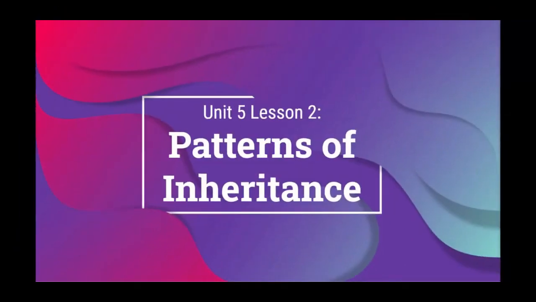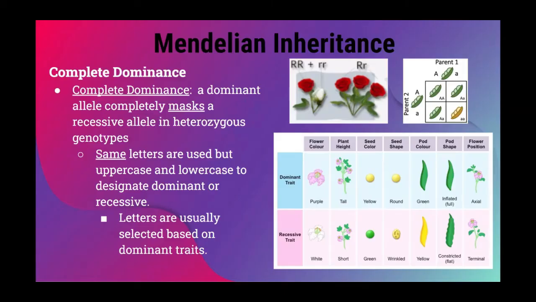So in lesson 1, we learned that Mendel had created these 3 laws: law of dominance, law of segregation, and law of independent assortment. And we're going to focus on law of dominance at first. In Mendelian inheritance, which is inheritance that follows that law of dominance, we know that there's something called complete dominance. That's what we've actually been practicing, where when we see that big uppercase letter, that means that it's dominant and masks the lowercase letter. So complete dominance is a dominant allele completely masking a recessive allele in heterozygous genotypes.